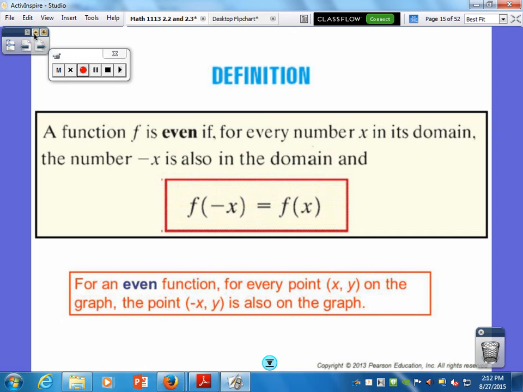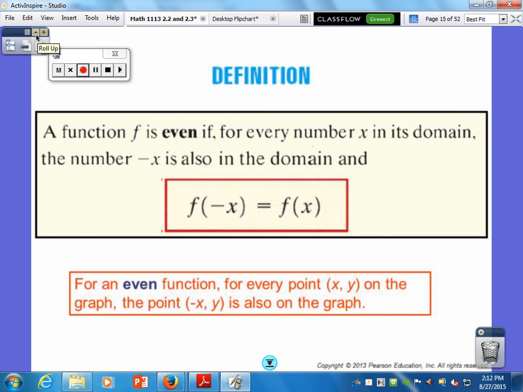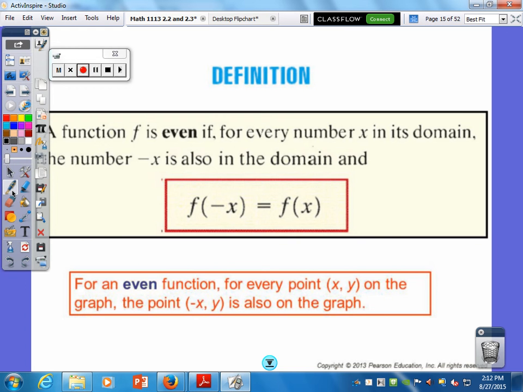All right, so we're going to carry on, and now we're going to talk about what David brought up earlier, whether we have even functions or odd functions. A function is an even function if for every number x in its domain, the number negative x is also in the domain. My favorite even function that we use most often is a parabola.